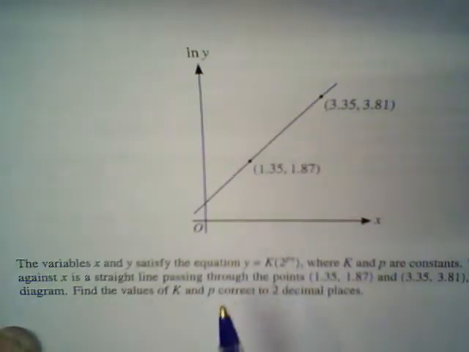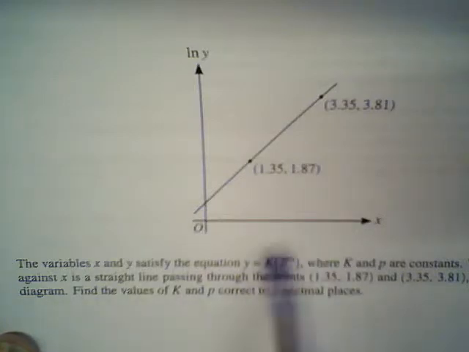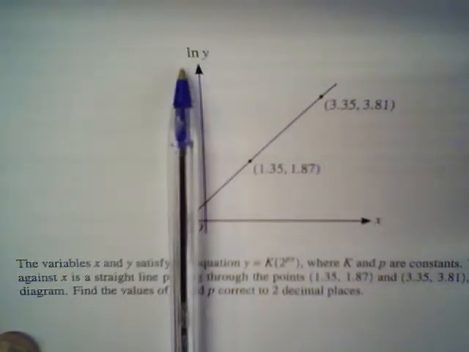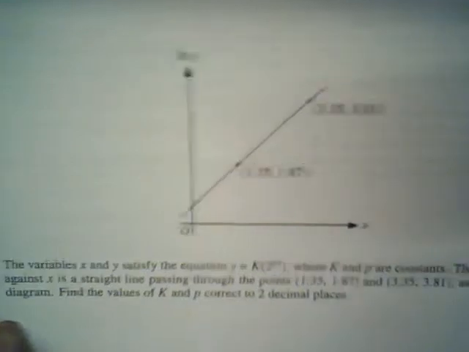Good, so we know that this would be an exponential function that's drawn against a natural log giving a straight line. So we need to use some of those rules involved there. This is question 5.